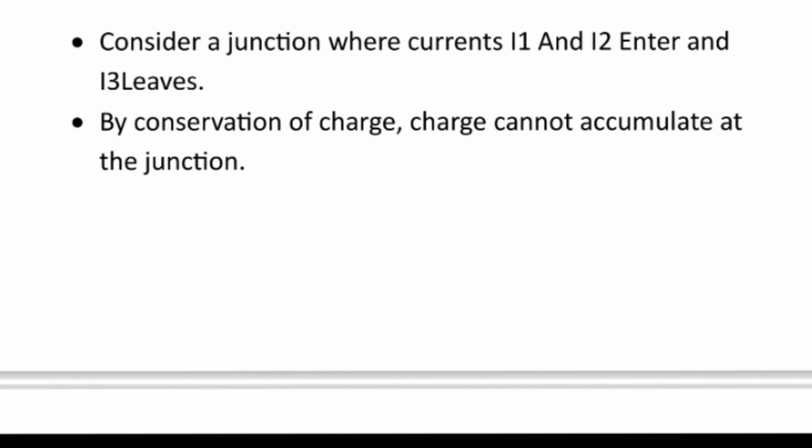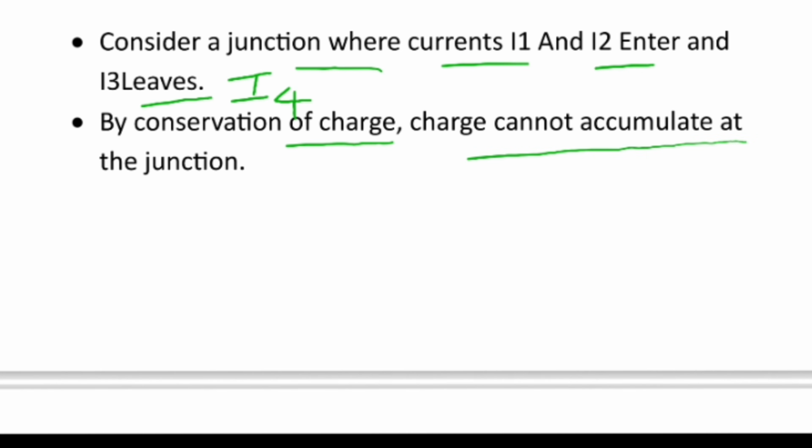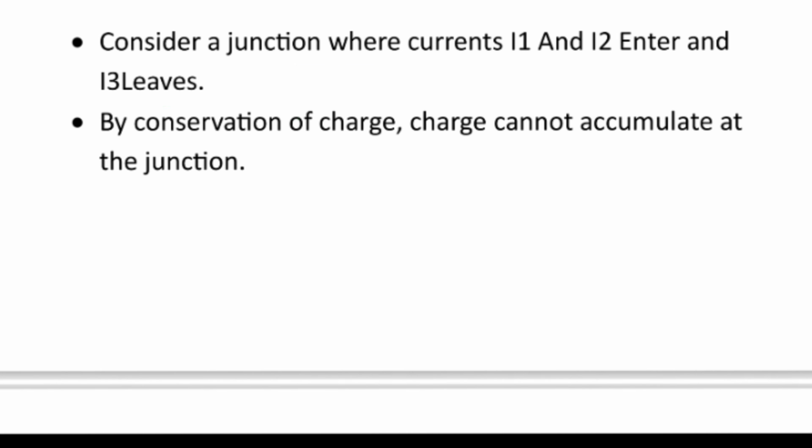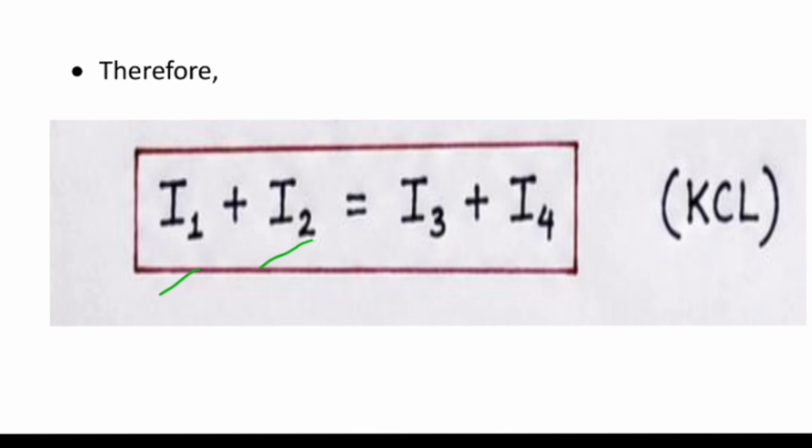Now I am going to explain the above diagram. Consider a junction where currents I1 and I2 enter. I3 and I4 are leaving. But by conservation of charge, charge cannot be accumulated in one junction. Therefore, I1 + I2 is equal to I3 + I4. This is Kirchhoff current law.